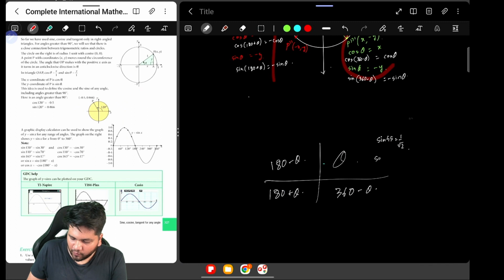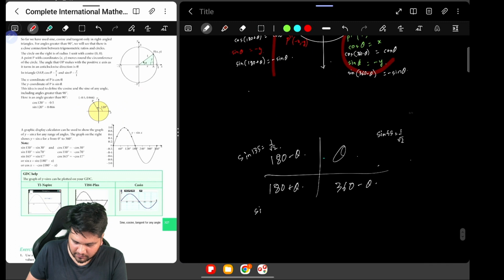Then sine 180 minus 45 is sine 135. It is also 1 by root 2. Then sine of, one second, I'll write here now. Sir, now can you give the whole table? Our teacher had given us some table which had sine, cos, and tan values.